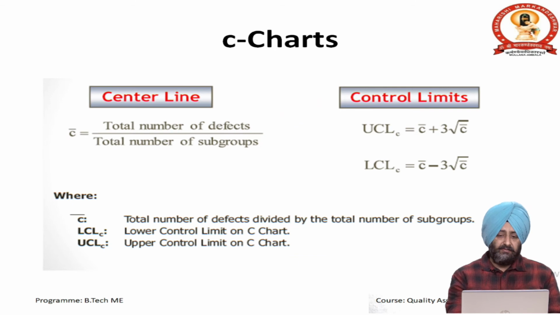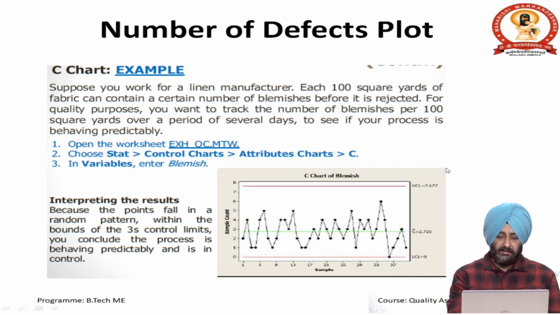Similarly, you can go for defects. If you want to plot defects, process defects, then you should go for the C chart. The center line formula is the total number of defects divided by the total number of subgroups, meaning per subgroup you calculate the number of defects. This is the formula for the upper and lower control limit, and it is independent of lot size, as you can see. So if you know these formulas, you can easily plot this C chart.